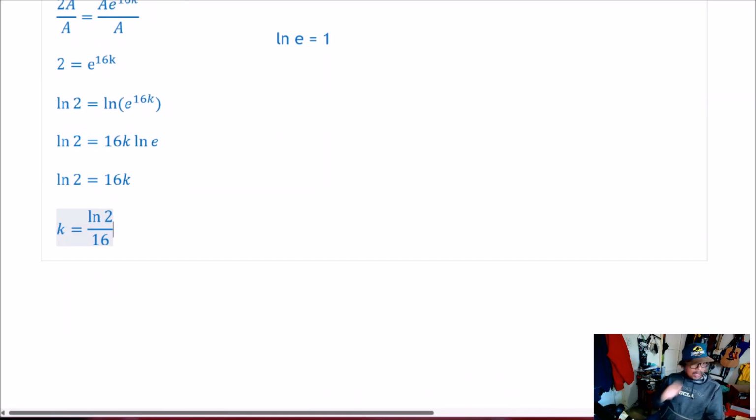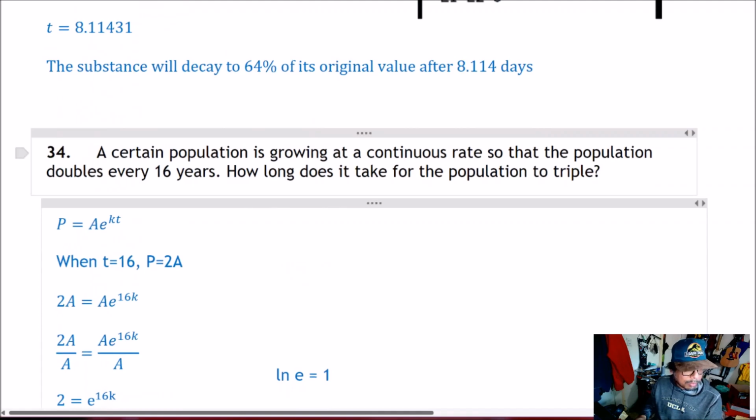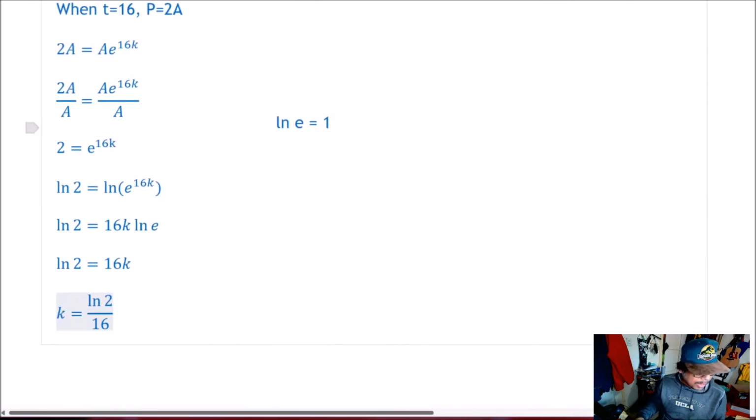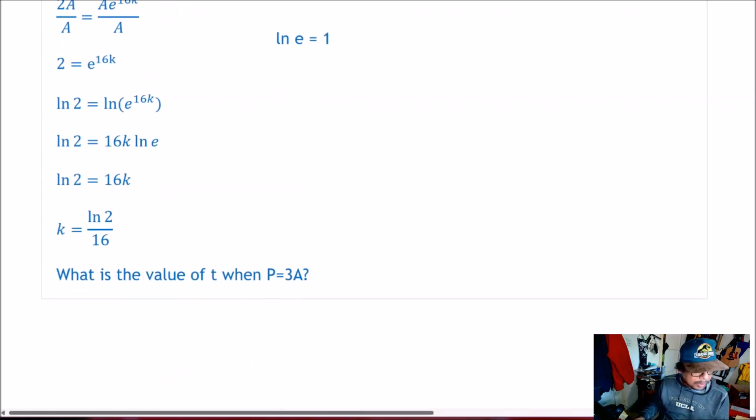All right, now that I have that, we're going to go to our problem here, and it's going to say, how long does it take for the population to triple? So now we're going to say, what is the value of t when the population is equal to 3 times the initial amount? And we are pretty well equipped to solve this now.